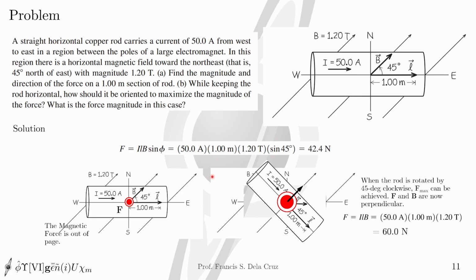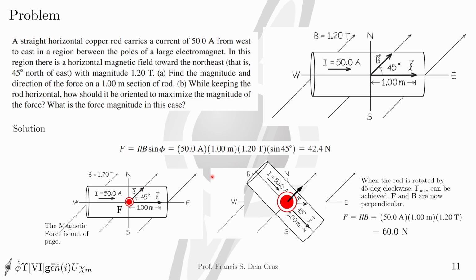So if you can remember, we have qv cross B for moving charges. Now we have just a current segment. In this segment, a 1 meter section of the rod is being exposed to a magnetic field. So what is the force on that segment? We can use our equation for the force on a current segment, which is IL cross B.